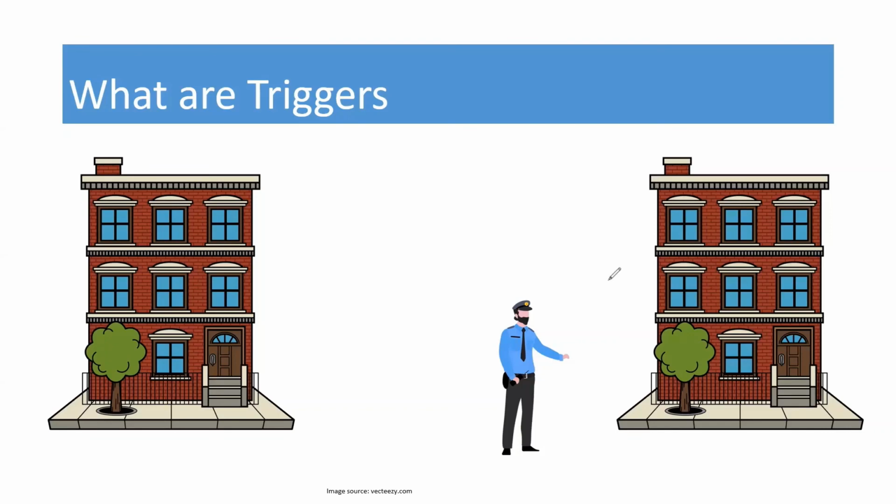So we have understood what Apex triggers are, and we have also understood why we need an Apex trigger. Why do we need an Apex trigger? Because we want an action to be performed whenever an event occurs. So that is the reason why we will use triggers. And we have also understood what exactly triggers are.